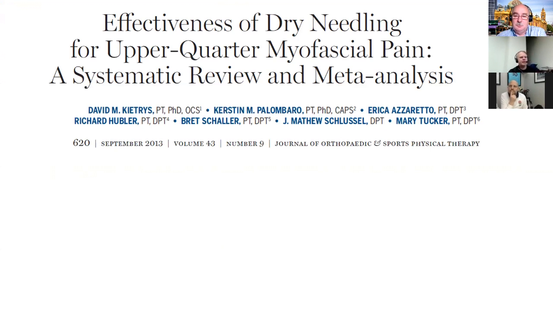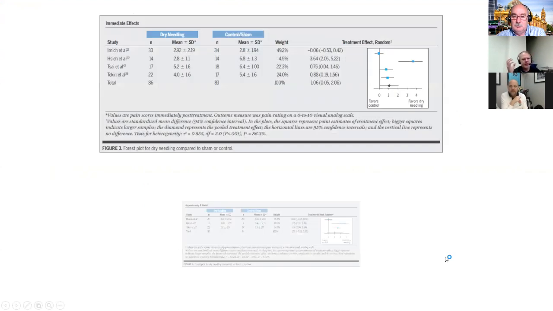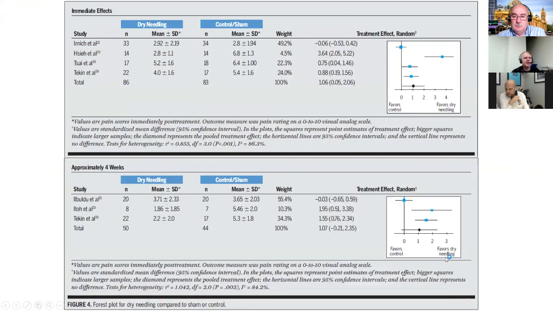Oh, look, there's a review in this good journal, Sports and Physical Therapy. What did they do? I don't really understand this, but it looks like they got 12 studies. And what's it say in here? Now, already, hopefully, our alarm bells are going off because we see that this is saying that dry needling immediately is only improving pain by somewhere between just above zero and just below two, but probably around 1 out of 10. And at 4 weeks, maybe it's a little bit worse, maybe up a bit more too, but again, it's just about 1 out of 10.